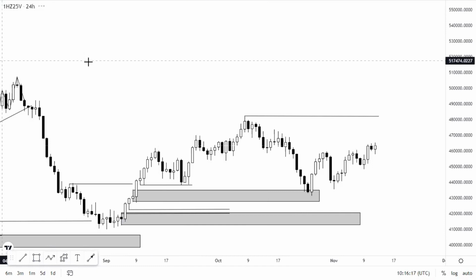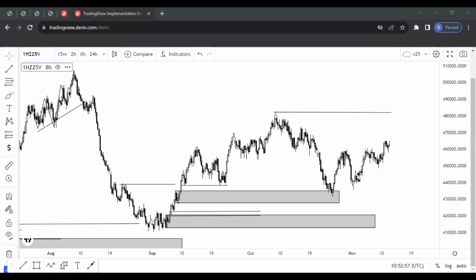Let's check the 8 hours time frame. Right, so this is the 8 hours time frame. We're on the 8 hours time frame, and then you can see that we had another block after we had our inducement taken. You can see this is the inducement.